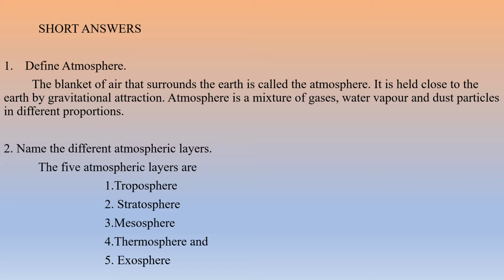The blanket of air that surrounds the earth is called the atmosphere. It is held close to the earth by gravitational attraction. Atmosphere is a mixture of gases, water vapor, and dust particles in different proportions. Blanket means like a bedspread of air that surrounds the earth. It is closely held to the earth by gravitational attraction.